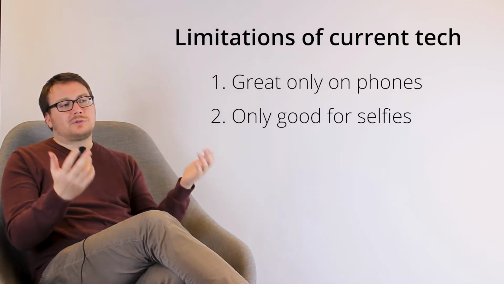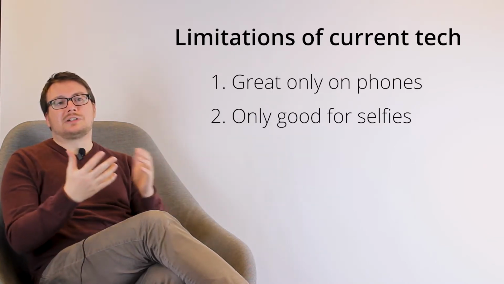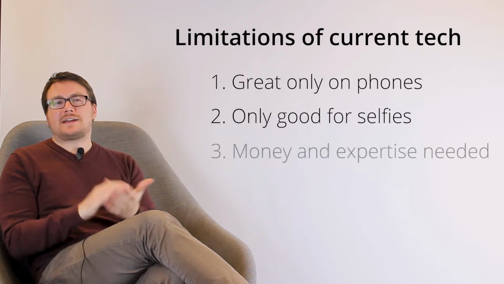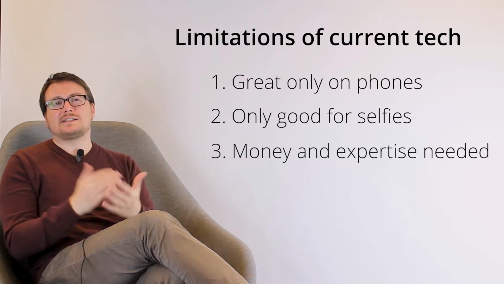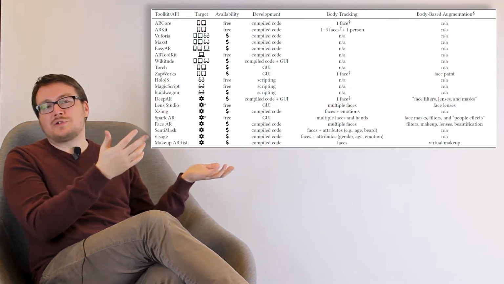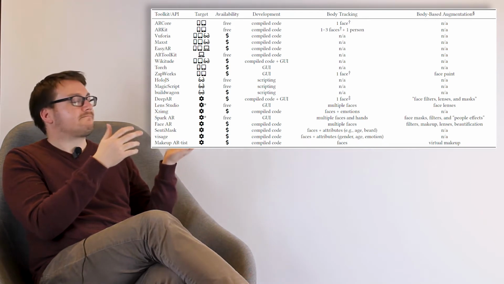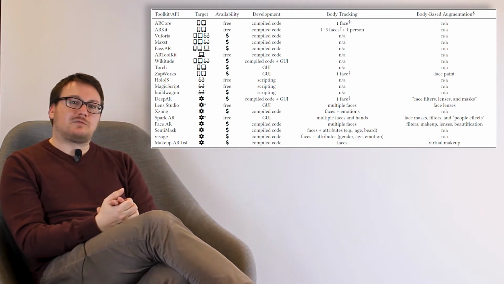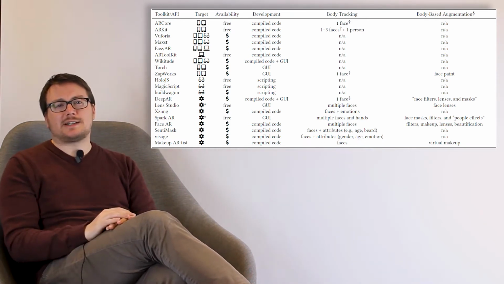Furthermore, if you use an API to build all this stuff yourself, the barriers of entry are high and it requires a lot of expertise as well as money to build these applications. In the paper, you can also find this table where we show an overview of the current tools. Check that out to get a better idea of what's available, but also what the limitations are right now.